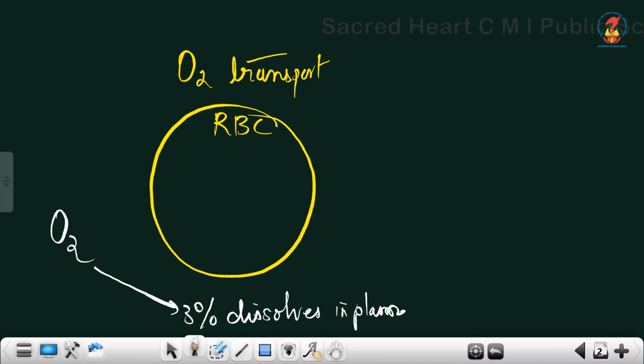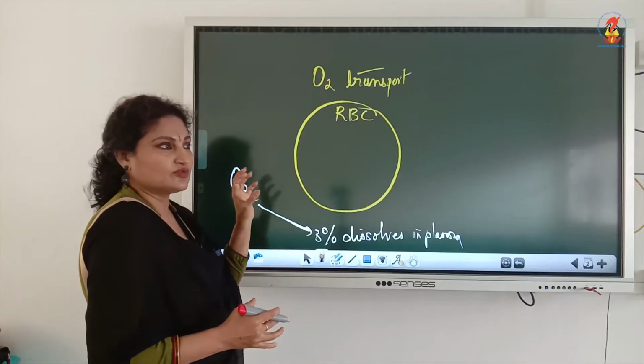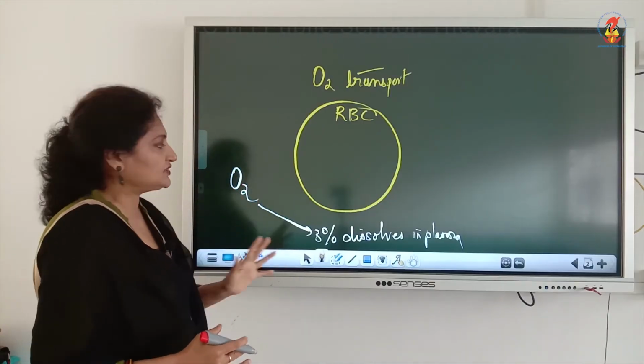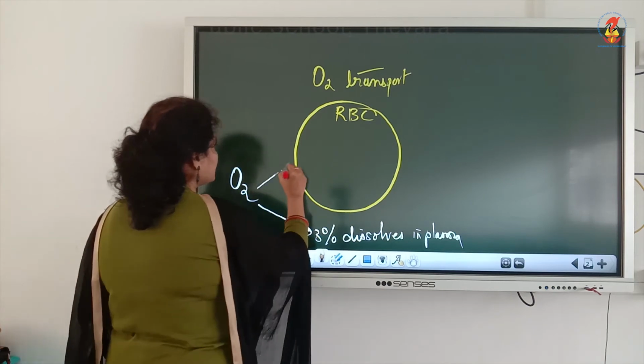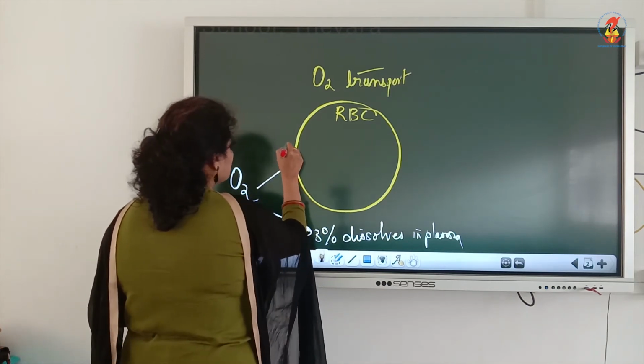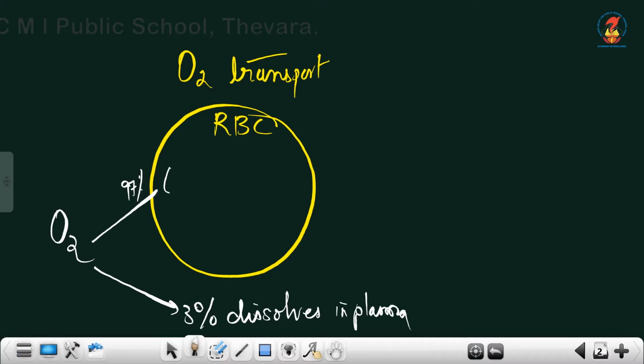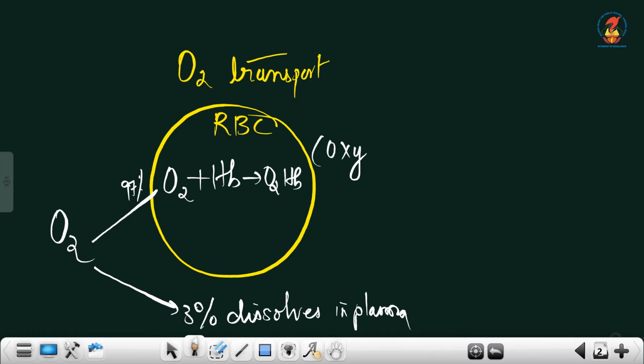I think the blackboard is the plasma, the fluid part, and this RBC is one representation of all the RBCs. And the remaining 97% of the oxygen gets into the RBC, where it combines with hemoglobin to form oxyhemoglobin. What is this? Oxyhemoglobin.